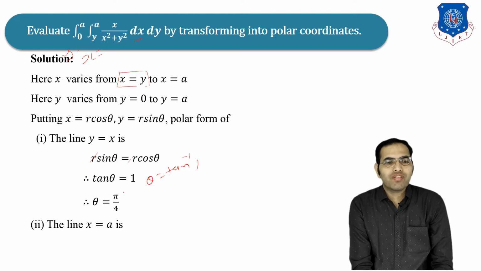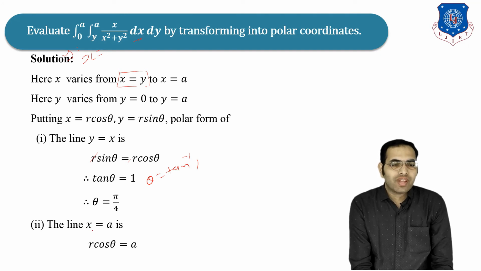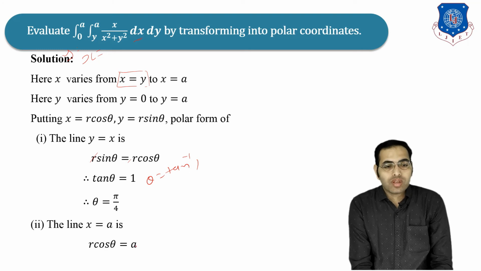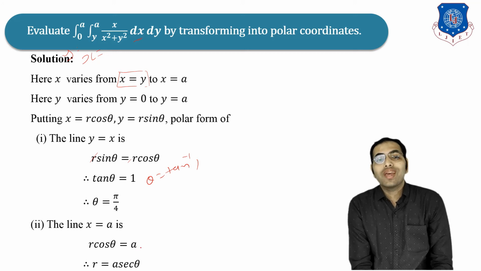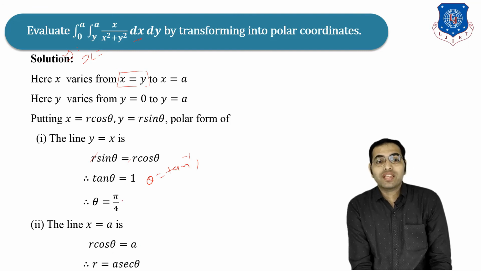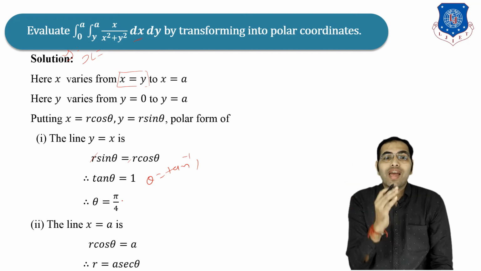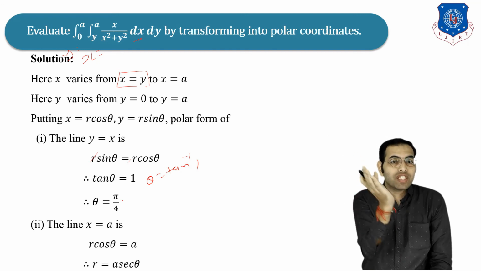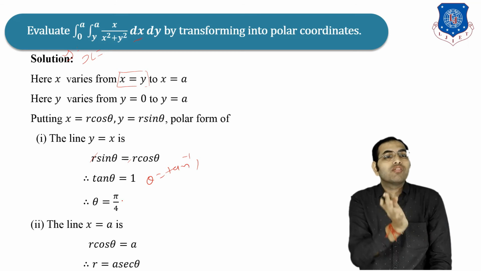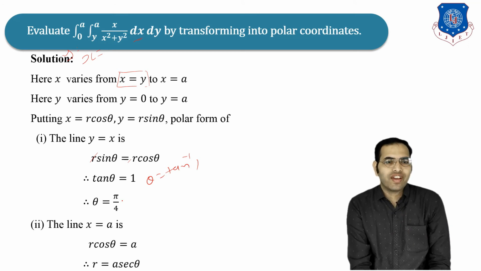Similarly for the other equation of the line, that is x equal to a, substituting x equal to r cos theta equal to a, then cos theta comes to the denominator, so r equal to a by cos theta, that is r equal to a sec theta, the reciprocal of cos. Now we have the angle of exactly 45 degrees, the line y equal to x, which passes through the origin at 45 degrees, an infinite straight line.